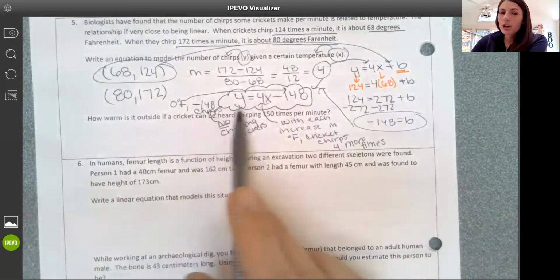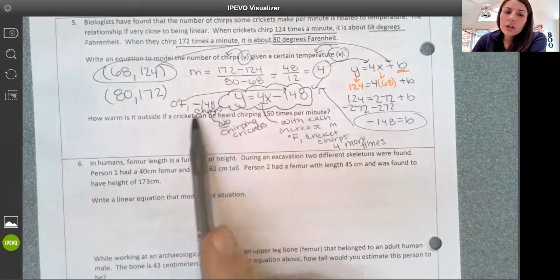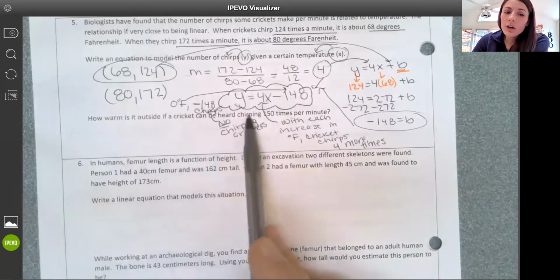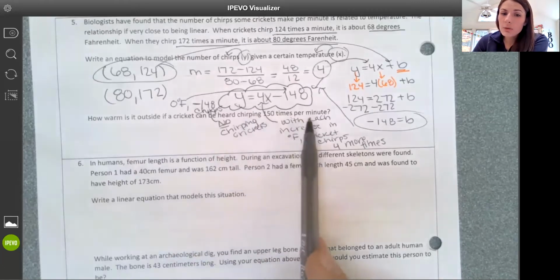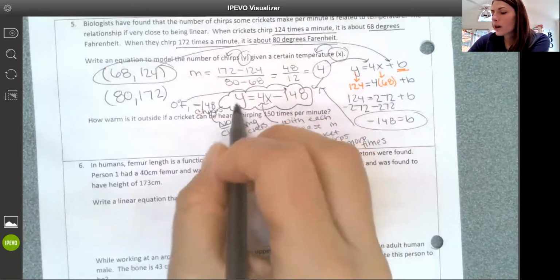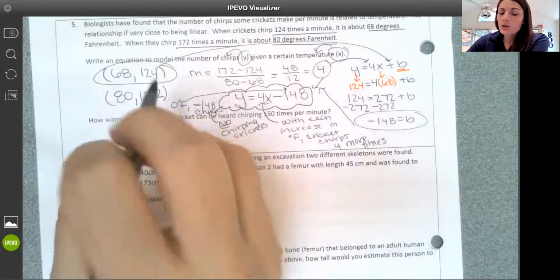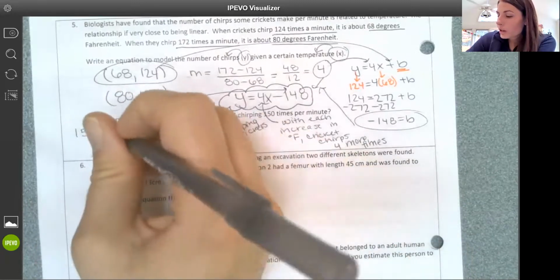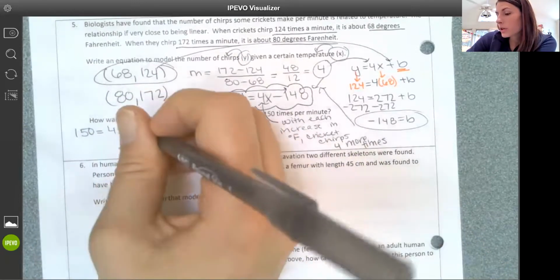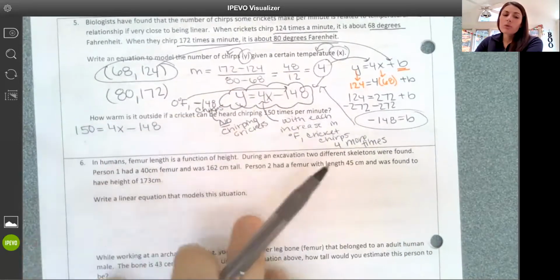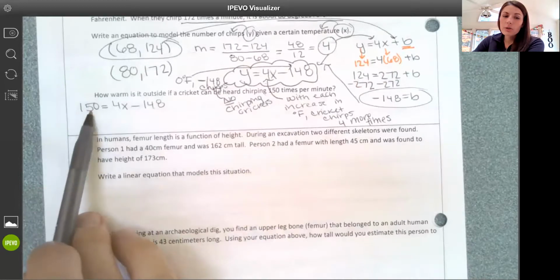So it does ask us, I kind of wrote over it, a follow-up question of how warm would it be outside if you heard a cricket and it was chirping 150 times per minute. So 150 times per minute, that chirp is a y value, right? If we go back to our ordered pairs, chirps are a y value. So I'm going to take my equation, 4 times x, subtract 148, and I'm going to plug in 150 for the number of chirps I'm hearing per minute.